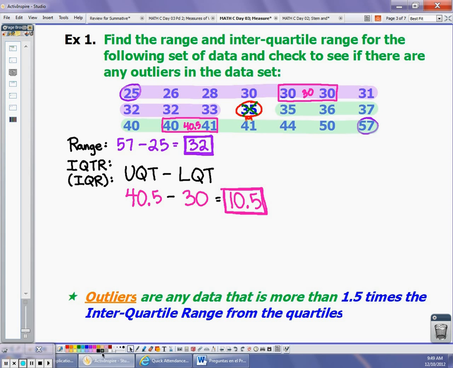Now, that means we have two cases since we have two quartiles. So we want to check to see if we have any outliers. I'm just going to write down outliers with a question mark here.